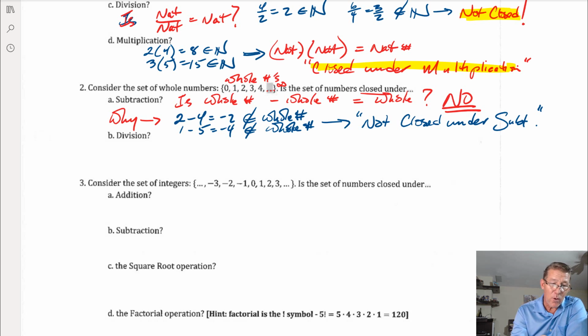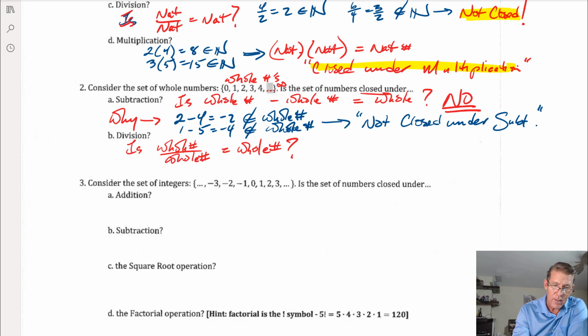Now, is a whole number divided by a whole number always a whole number? So here, the big question is: a whole number divided by a whole number, is that always equal to a whole number? And the answer is no. Because if you just take 1 divided by 2, you get 1/2, and that's a fraction, and that's not a whole number. So the counterexample is 1 divided by 2, which is not an element of the whole number set.